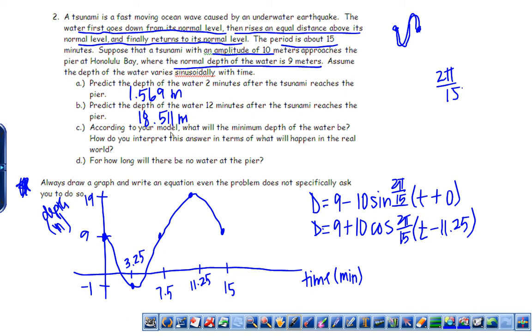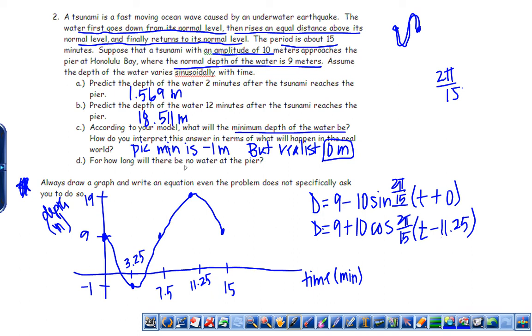Okay, it says according to the model, so we're looking at our picture, what will the minimum depth of the water be? Well, if I'm looking at my picture, the minimum here is -1 meters. But realistically, that can't happen. So realistically, I would say that it would be 0 meters because this is going under the ground. So, realistically, it would be 0 meters.